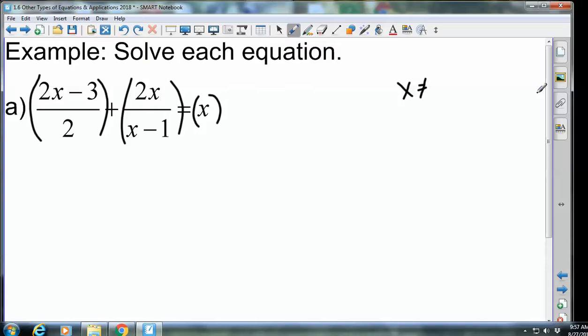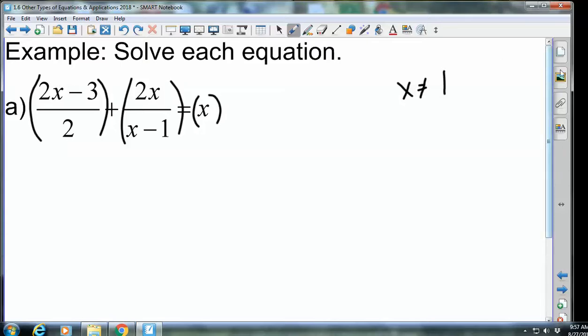x minus 1 equals 0 when x is 1. So I'm going to make myself a note right now that x can't be 1. If I get that for my answer, I'm going to know that that's not really possible. If you don't write that down, that's okay, but you're just going to have to make sure you check your answers at the end of these questions.